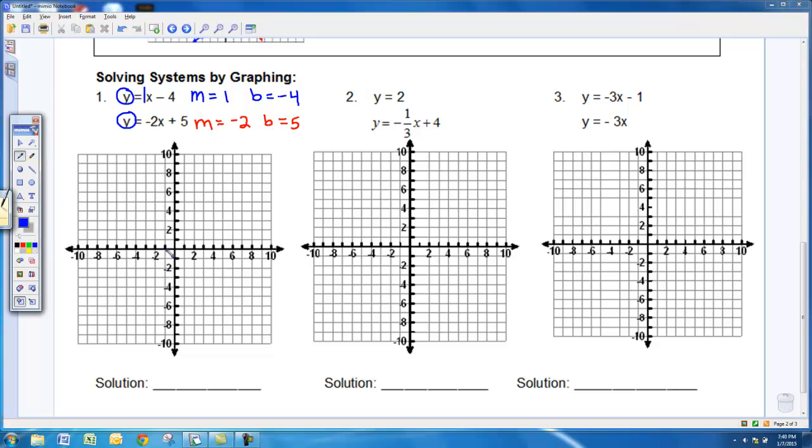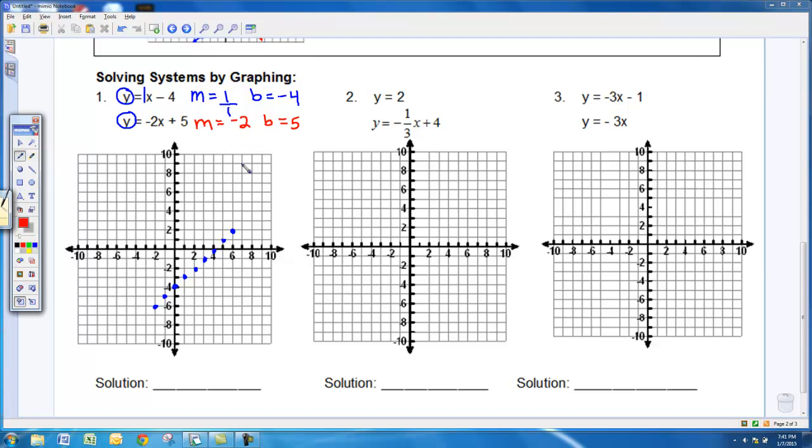Now I'll go back to blue to graph the first line. Start with the y-intercept. So we start at -4 on the y-axis. Our slope is 1, so we'll move up 1 and to the right 1. And I'm going to go ahead and graph lots of points because the more points I graph, the easier it will be to see the solution, to see the point where the two lines intersect. Okay, lots of points. All right, now I'm going to switch to red and graph the second line.